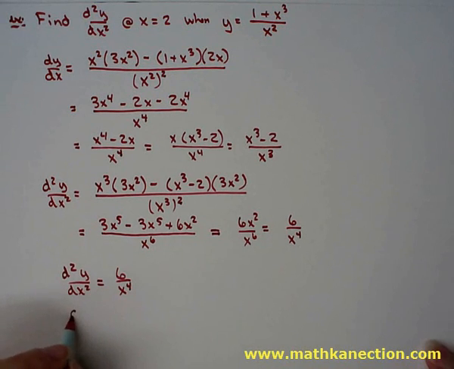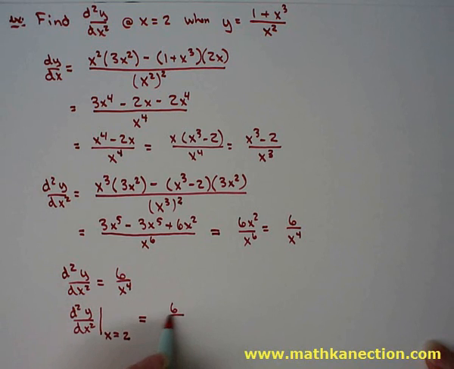Now to find the second derivative at x equals 2. Our second derivative was 6 over x to the 4th, and the second derivative at that value, x equals 2, notice the notation. Just replace in the value of x equal to 2. Get 6 over 16, which reduces to make 3/8.